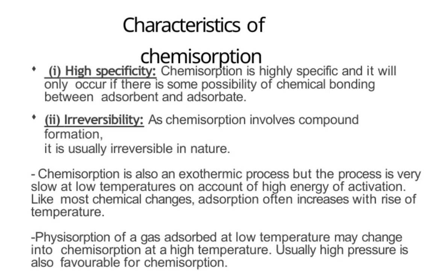Let's discuss the key characteristics of chemisorption. First, it has high specificity, meaning it only occurs if there's a potential for chemical bonding between the adsorbent and the adsorbate. This specificity makes chemisorption quite selective. Next, it is generally irreversible because it involves the formation of a chemical compound, which doesn't easily break apart once formed. Chemisorption is also an exothermic process, releasing energy as bonds form.